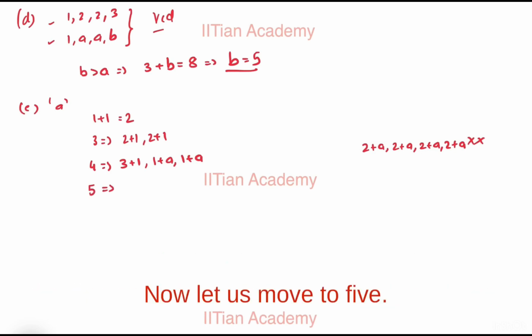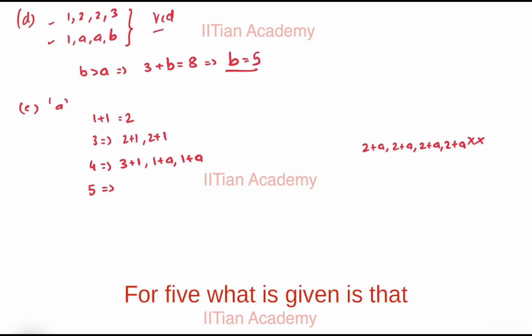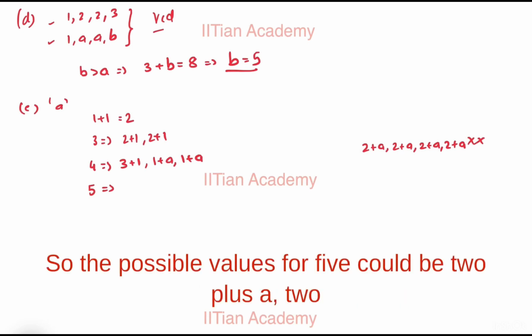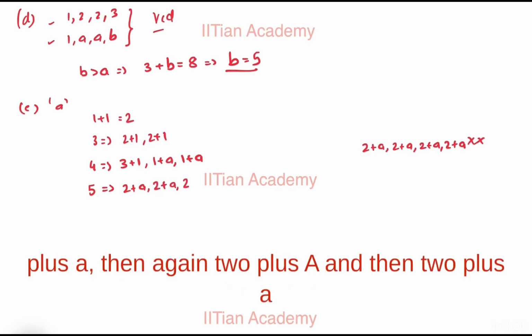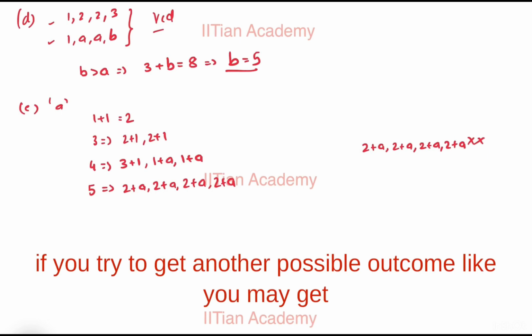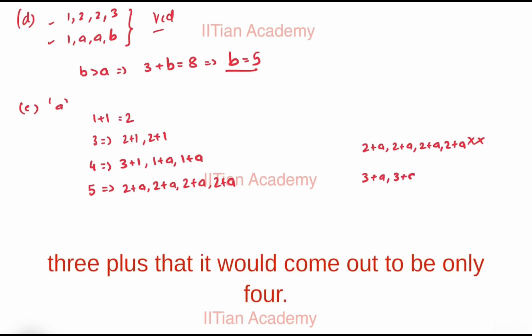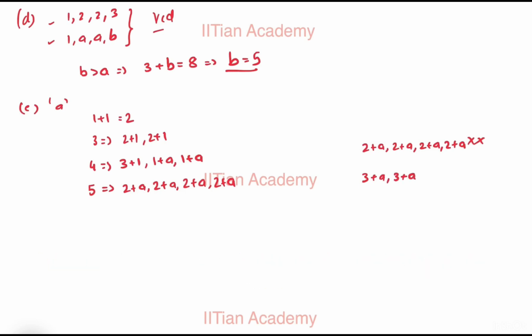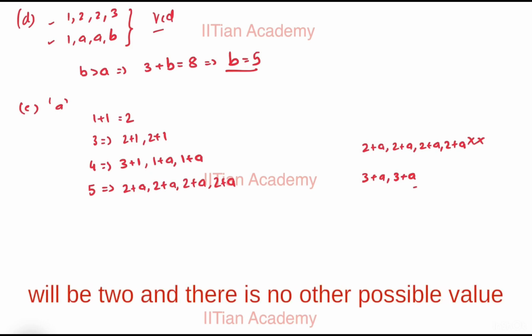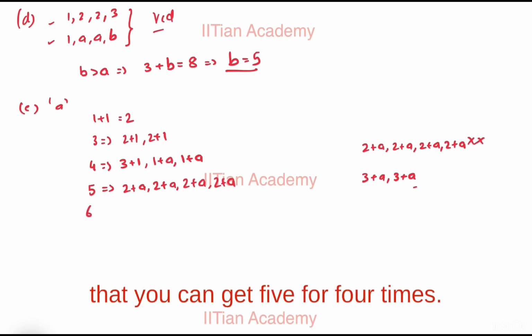Now let us move to 5. For 5, it is given that it should come 4 times. So the possible values for 5 could be 2 plus a, 2 plus a, then again 2 plus a, and then 2 plus a. If you try to get other possible outcomes, like 3 plus a, in that case it would come out to be only 4. If you get 3 plus a as 5, then a will be 2, and there is no other possible value that you can get 5 for 4 times.